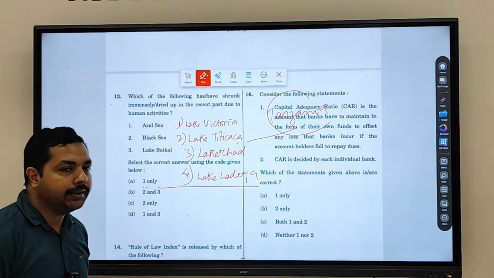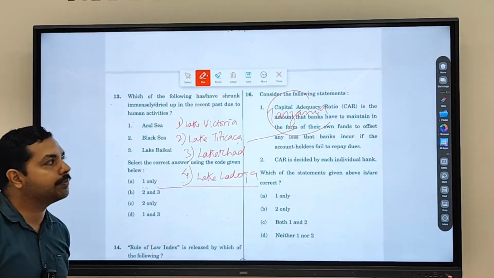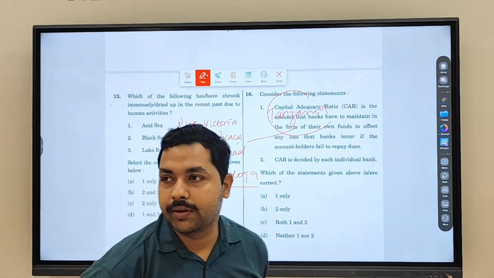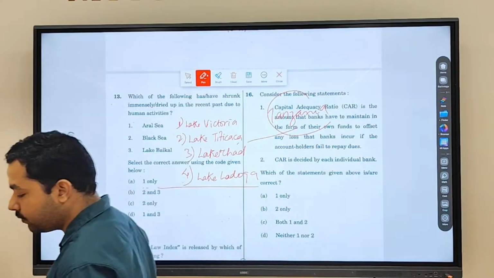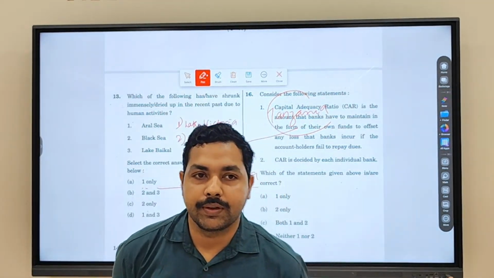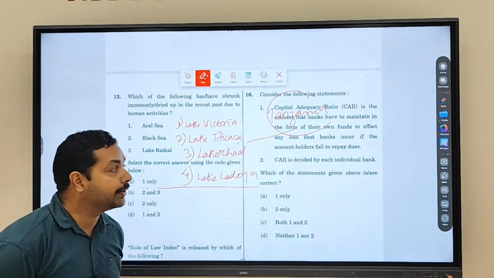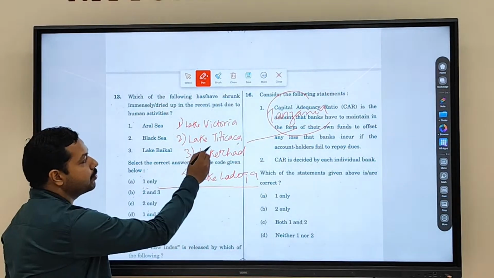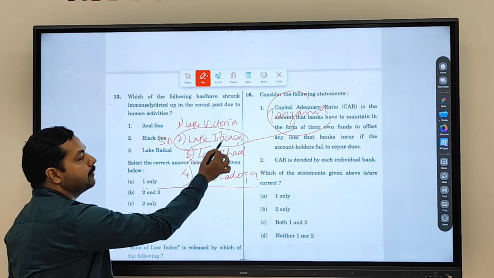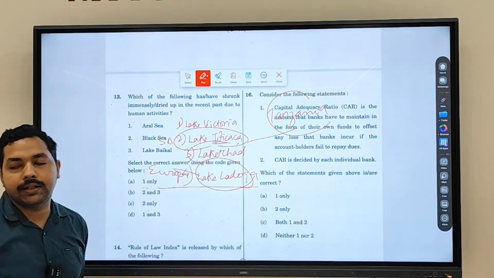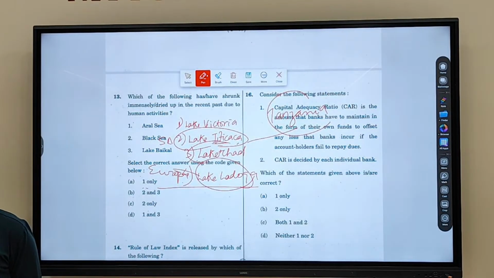Lake Ladoga, where are you finding it? Lake Victoria, is it sharing a border with Tanzania? Lake Titicaca, is it sharing a border with Tanzania or not? Titicaca lies where? It lies in South America. Lake Ladoga lies in Europe. We discussed Lake Tanganyika is related with Tanzania.